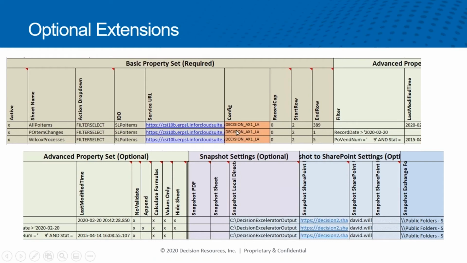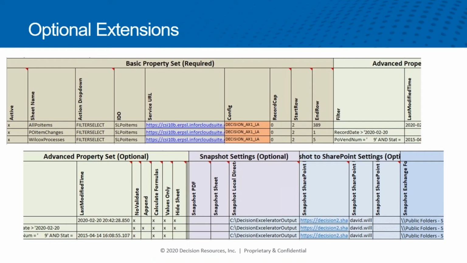That could be on your utility server, or it could be in the cloud. The configuration you're going to access, so LA, Dallas, or your own pilot or live, the IDO it's going to access, which is what I just showed you earlier, whether it's customers or purchase orders. And this is all standard, or it has been around for a long time. The stuff on the bottom now are new optional properties for creating snapshots.